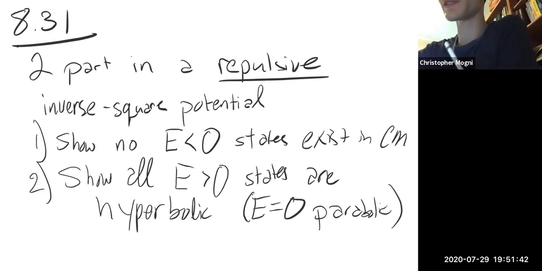Now, this problem is a little bit more subtle than how it first appears, and it builds on everything that you've done with attractive inverse square potential problems, such as a gravitational field or having two charges that are electrically attracting each other. The setup for this problem is pretty straightforward. It's going to follow what you've done before.